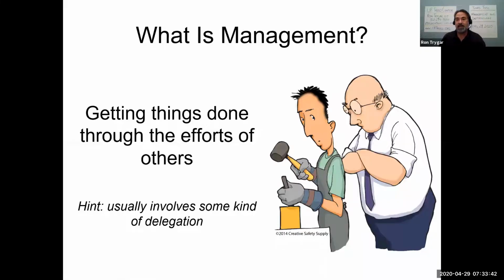So what is management? Well, management is getting things done through the efforts of others. Obviously, like you see in this picture, there's a gentleman kind of looking over the shoulder of the guy with the mallet and the chisel there. But essentially, it's involving some sort of delegation. Delegation is giving an assignment to somebody and letting them take on the task while you, in essence, sit back and watch them and make sure that things are getting done.